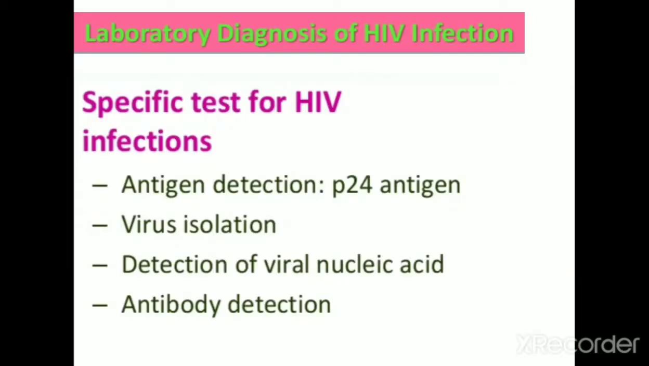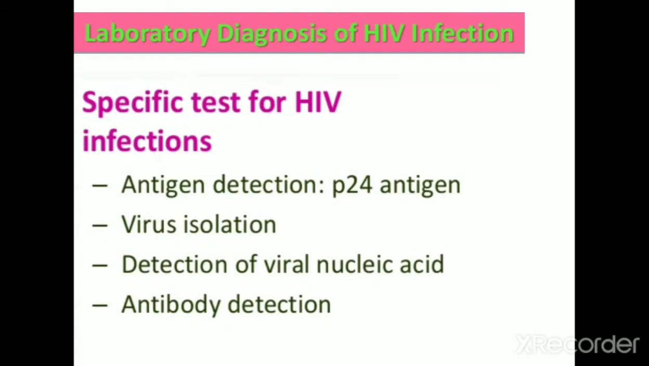Coming to the laboratory investigation part, there are some specific tests for HIV infection. The first one is antigen detection, that is, the detection of P24 antigen. It's a core protein. So the first viral marker which appears in patient serum is the P24 antigen. Later, the patient's immune system gets activated and produces antibody. So antibody production takes some time. That is the first viral marker in the case of HIV infection.